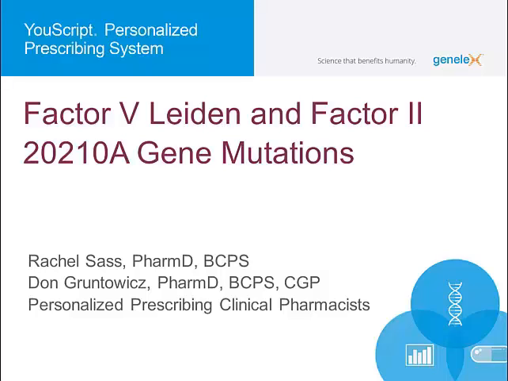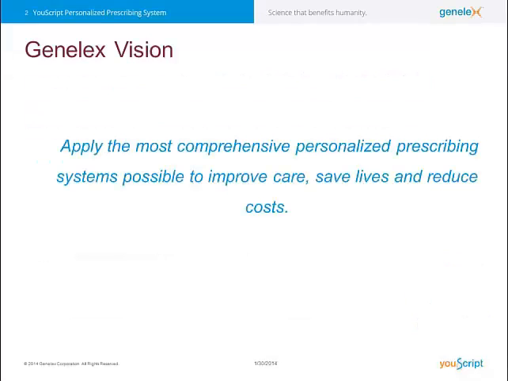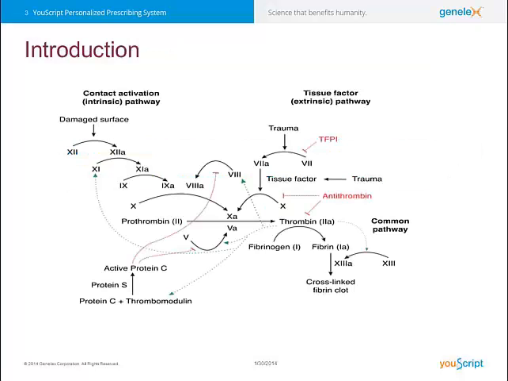Today I'll be presenting to you the introduction of Factor V Leiden and Factor II 20210A gene mutations to our panel. Our vision at Genelex is to apply the most comprehensive personalized prescribing systems possible to improve care, save lives, and reduce costs. Let's begin the presentation by discussing the normal functions of Factor II and Factor V.